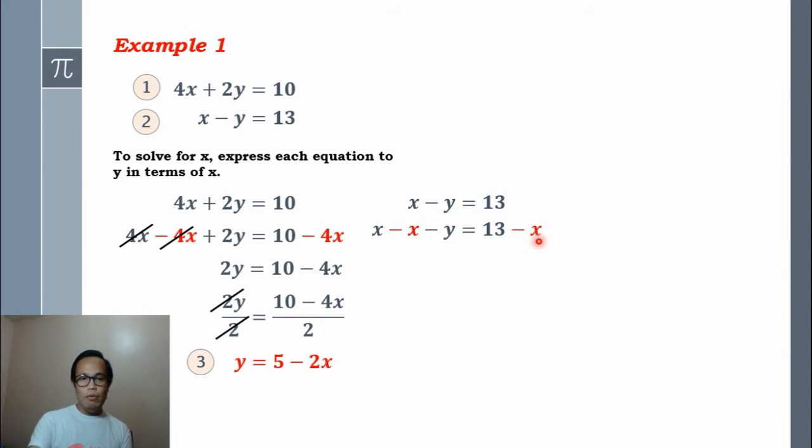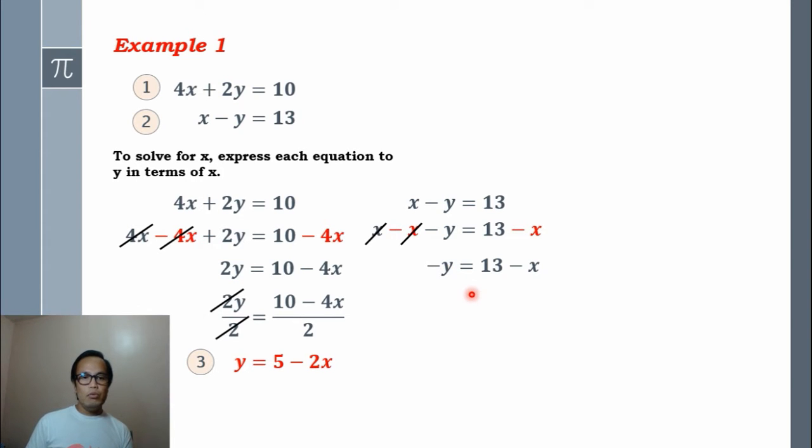In this case, we can eliminate now the x, so that is x minus x, which is 0. So what remains at the left side of the equation is negative y. Then equals, we copy 13 minus x. This time, our y is negative.